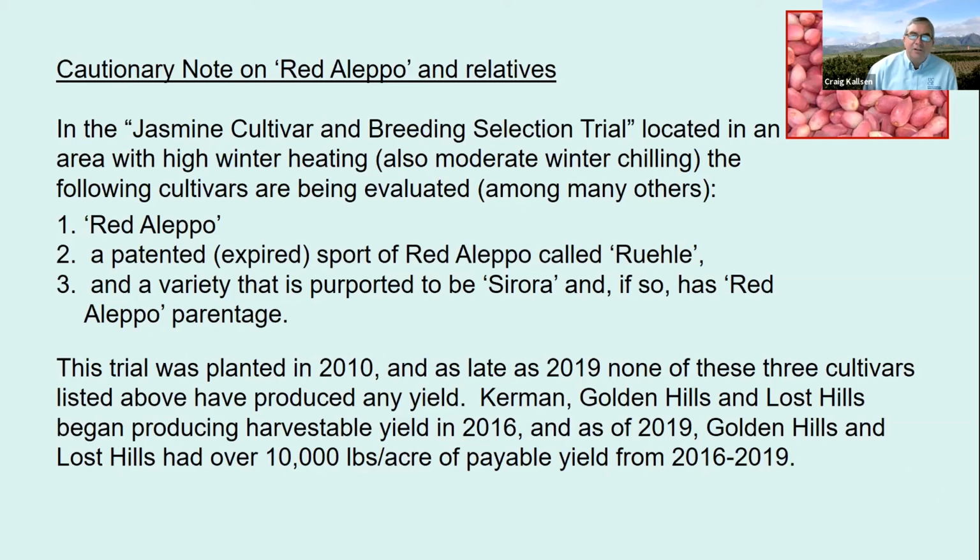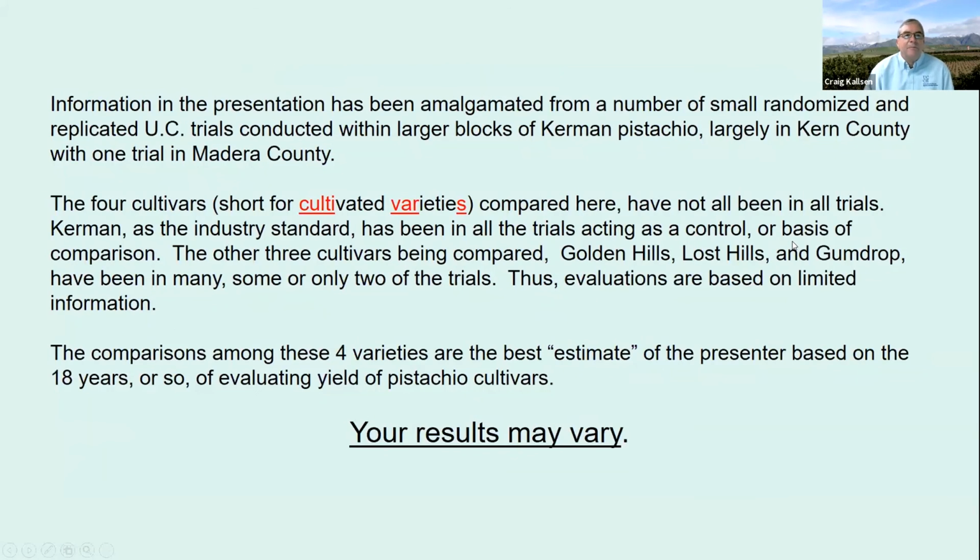I've got these in a relatively low chill site up in the citrus belt in Kern County. We planted it in 2010. As late as 2019, I had yet to get any yield from Red Aleppo, Ruli, or Sorora. Now, in this year, I did get some from Red Aleppo. It has a really pretty nut, but this is something we have to take into consideration when we choose the cultivar: how soon are we going to get some production? Some of these varieties vary in how fast they produce nuts. Even though the nut may be beautiful when you see a mature tree, it can take a long time on some of these to produce the first nuts.